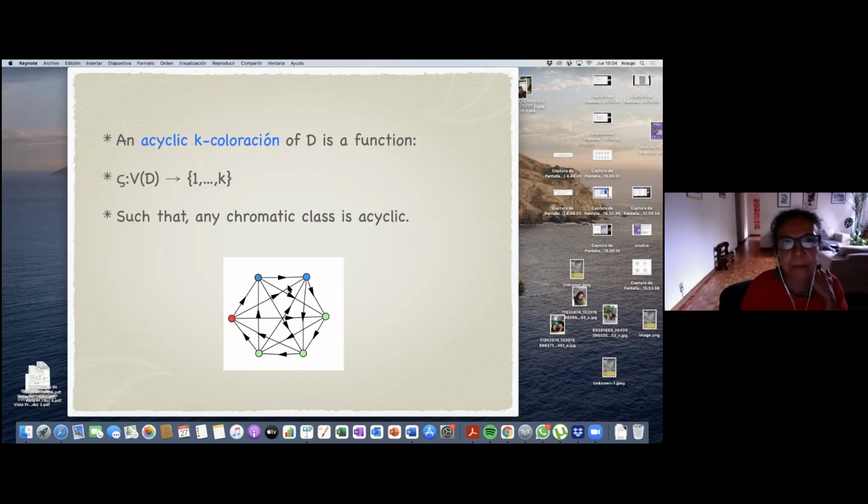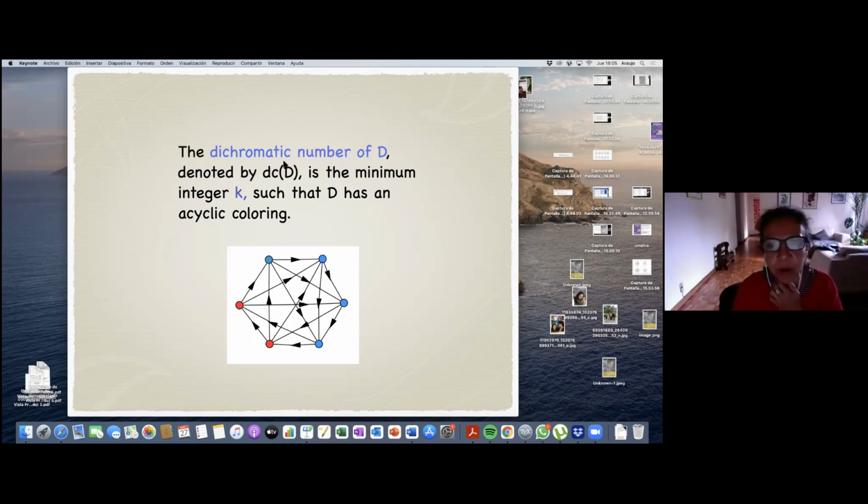Well, the dichromatic number was introduced by Neumann, and the idea here is that you are searching for the minimum integer k such that every chromatic class is acyclic, and you are thinking of the minimum number here, okay?